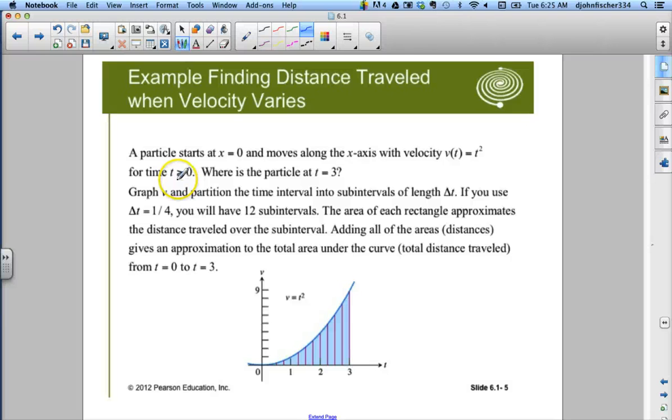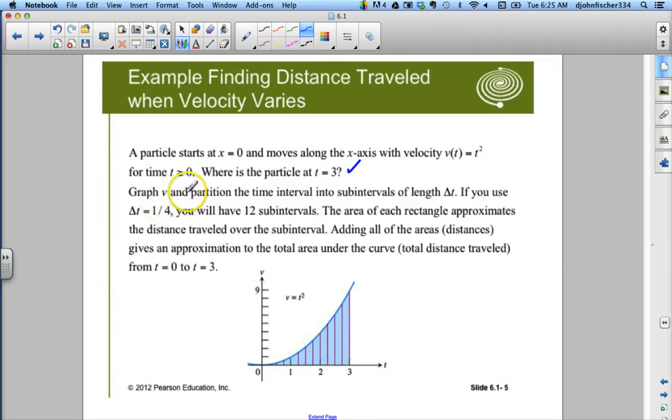Let's look at a particle. I'm going to leave everything out here just so you can see the problem. A particle starts at x equals 0 and moves along the x-axis with a velocity of t squared. So here's my curve. This was my velocity curve for t greater than 0. Where is the particle at t equals 3? Okay, so how far did it travel? If this is my velocity, how far did it travel when it gets to 3?